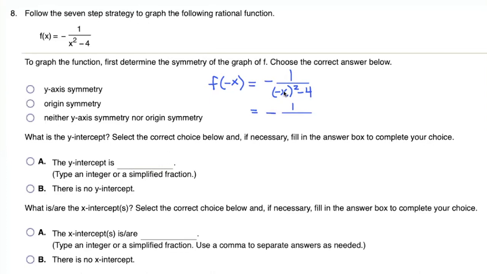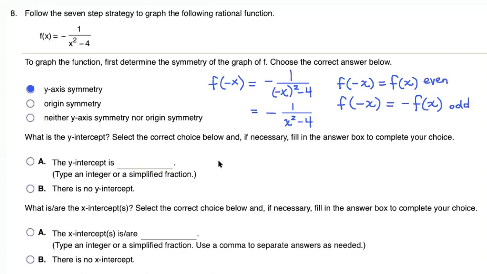Well, a negative x times a negative x would be a positive x squared. And at this point, I would stop and compare this to my original function. Since f of negative x is the same as the original f of x, this function is even. Even functions have y-axis symmetry. Remember, if f of negative x had turned out to be equal to negative f of x, if they had the opposite signs, that would mean the function is odd.